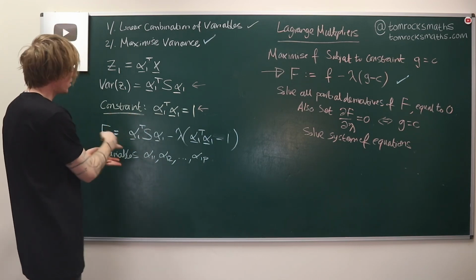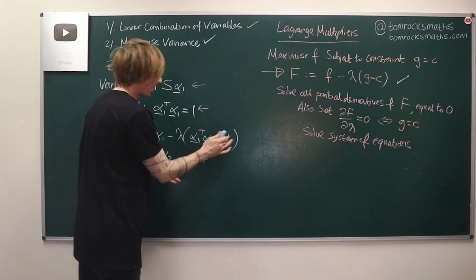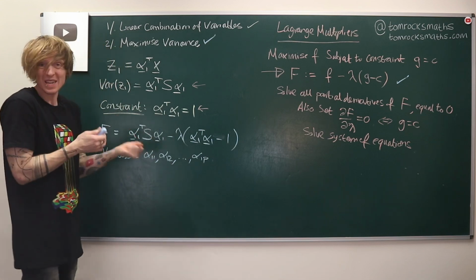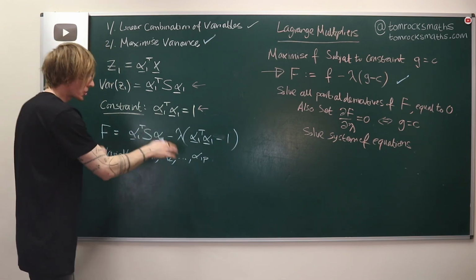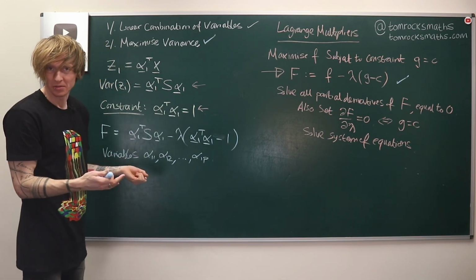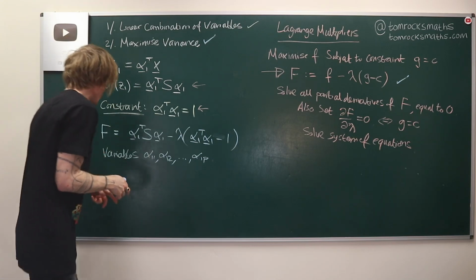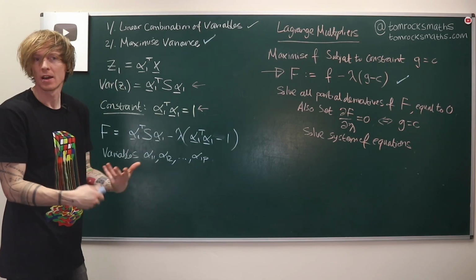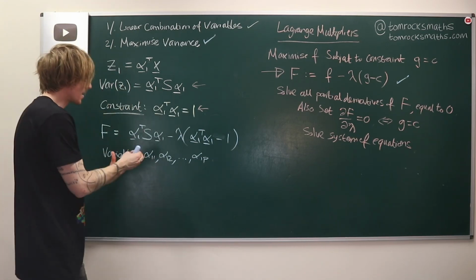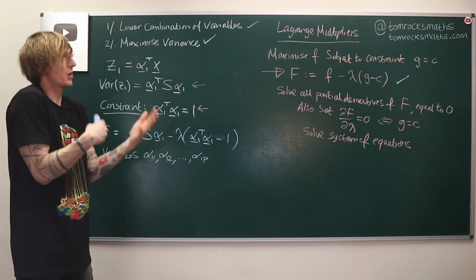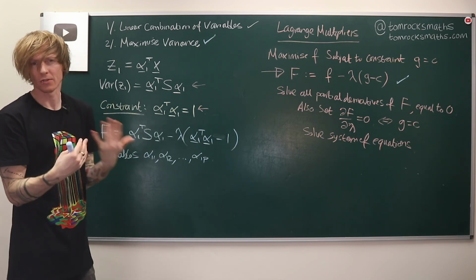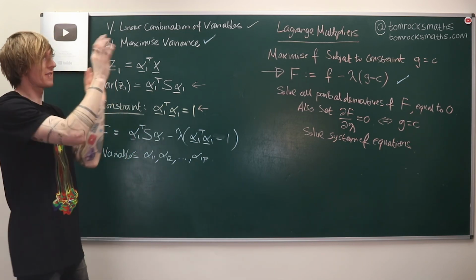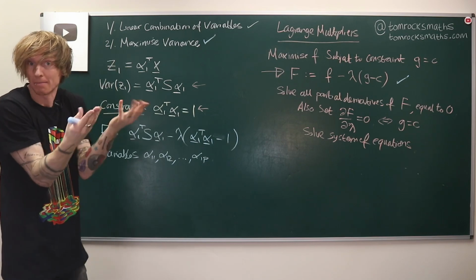However, given that this is written in vector form, we can actually also write the partial derivatives in vector form. So what I mean by this is we want to take the gradient vector. Don't worry if you don't have that much calculus knowledge and you're unsure what the gradient vector is. It's just a vector where each component is a partial derivative.